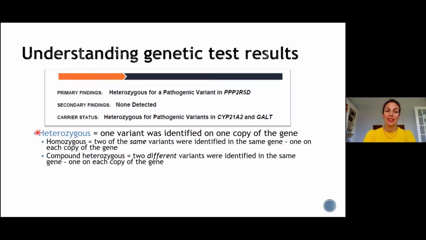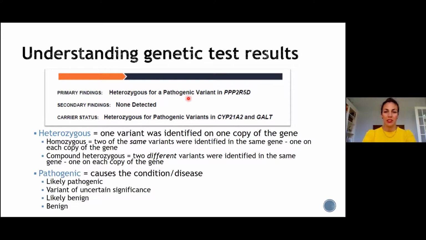With a condition like HADS, you only have to have one non-working copy in order to have the condition. So for this condition as well, it's heterozygous. For a pathogenic variant, again, pathogenic means causes a condition or a disease.